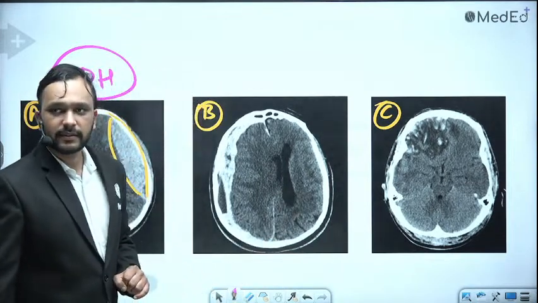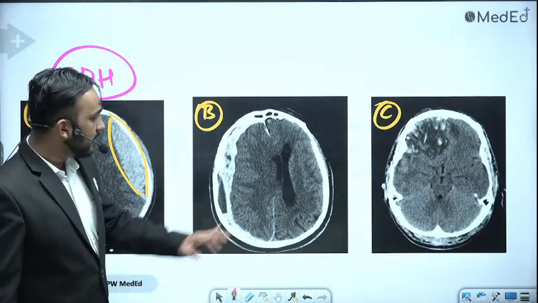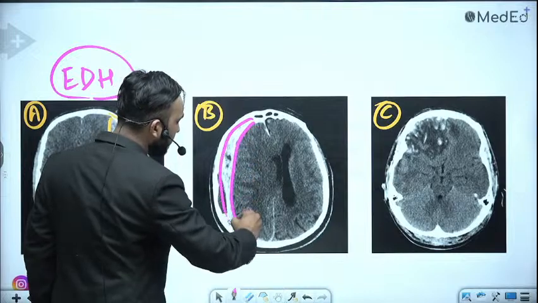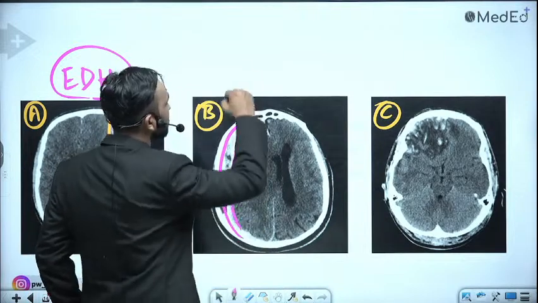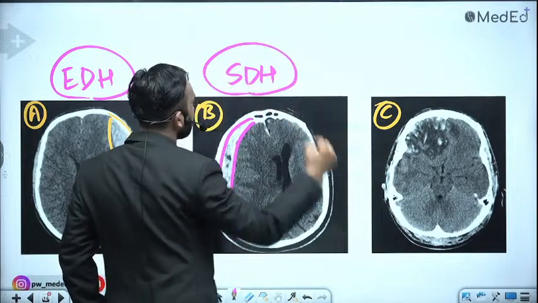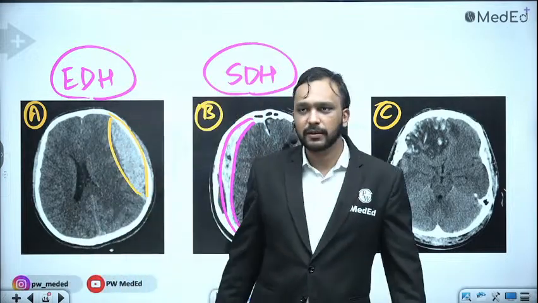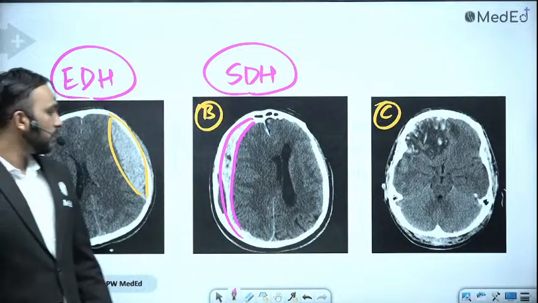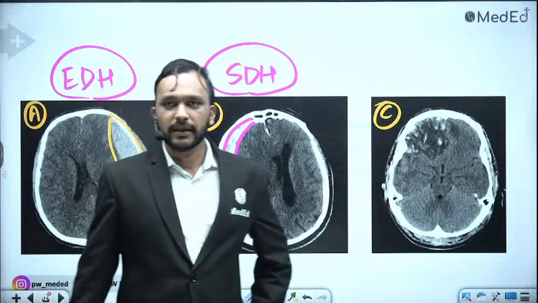In the second image, tell me, in the second image we can see that the shape of the bleed is concavo-convex. That is why it is a subdural hemorrhage. Subdural hemorrhage. And tell me what is the appearance of the bleed in the third image? What is the appearance of the bleed in the third image?